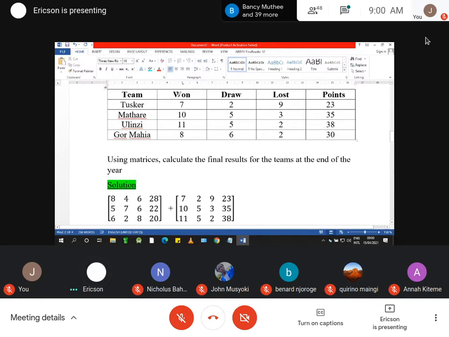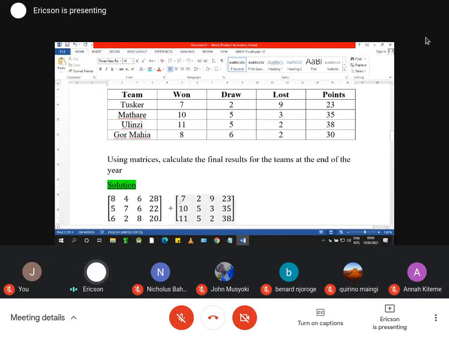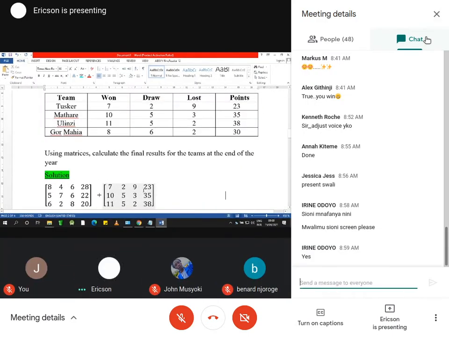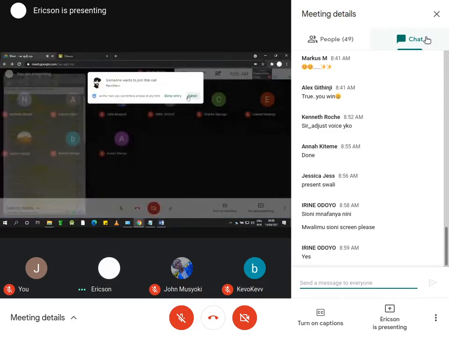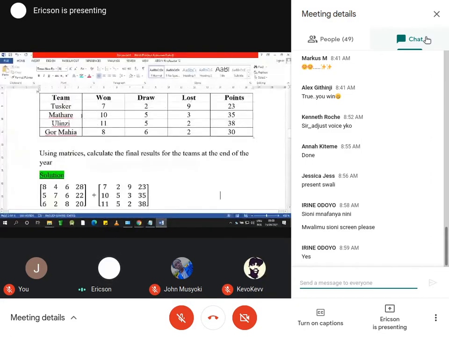So then, given by this matrix here, we find that the first team, which is Tasker, we have the wins, the draw, the loss, and the total number of points. They are given as the first row of that matrix. Then we have the second team Agare. The wins, the draws, the losses, the points given as the second row. The same applies for the third row, for the third team.